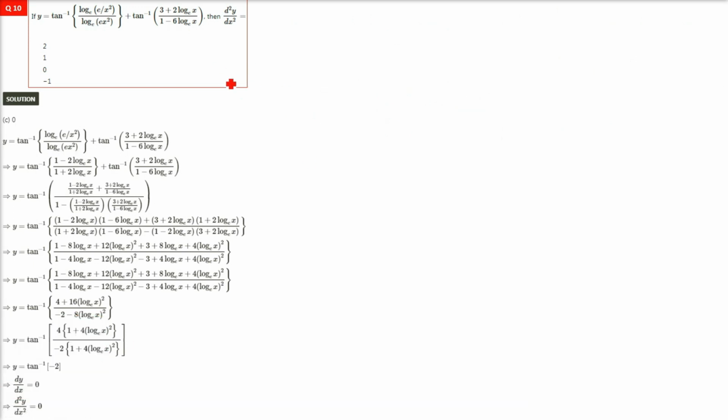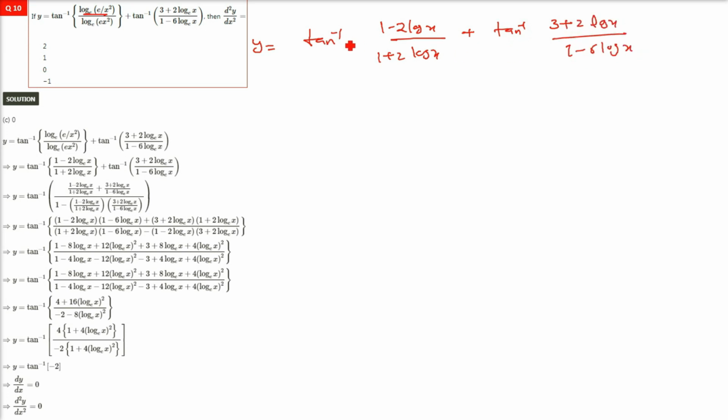Second thing is the tan inverse A plus tan inverse B formula. So y is equal to tan inverse of 1 minus 2 log x over 1 plus 2 log x, plus tan inverse of 3 plus 2 log x divided by 1 minus 6 log x. So tan inverse A plus tan inverse B is equal to tan inverse of A plus B divided by 1 minus A into B. A here is whatever is inside the first tan inverse, and B is whatever is inside the second tan inverse. So just assume it to be A.